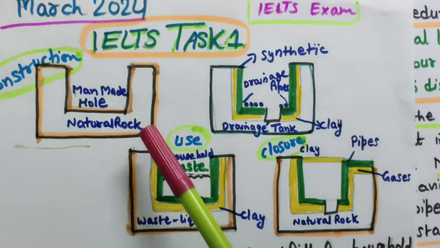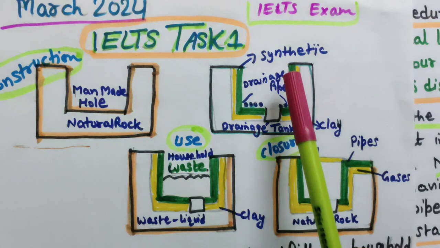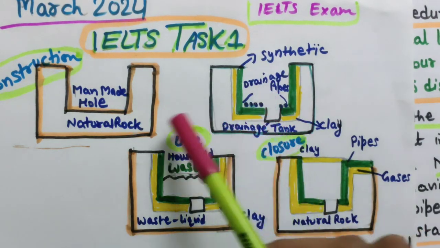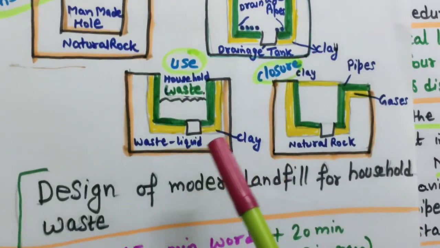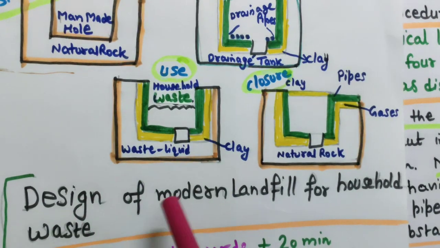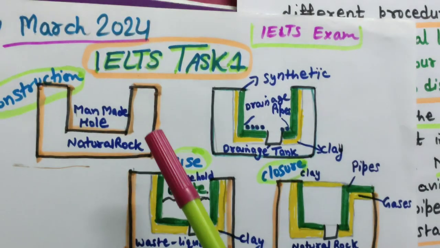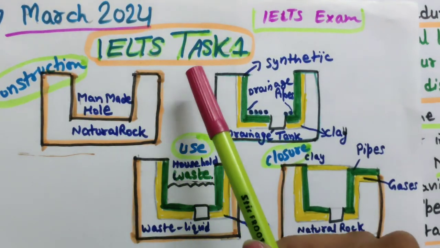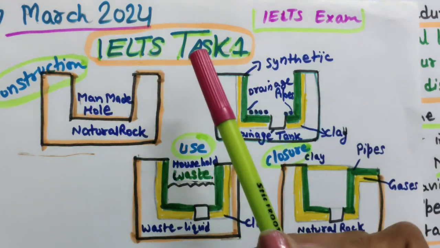It is clearly evident from these diagrams that we can see construction, synthetic, the use and closure, synthetic drainage, man-made holes. So the heading of these diagrams for this writing task 1 is the design of modern landfill for household waste. This question was part of the 7th March IELTS exam.